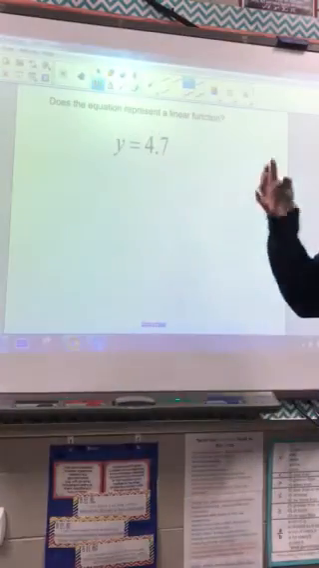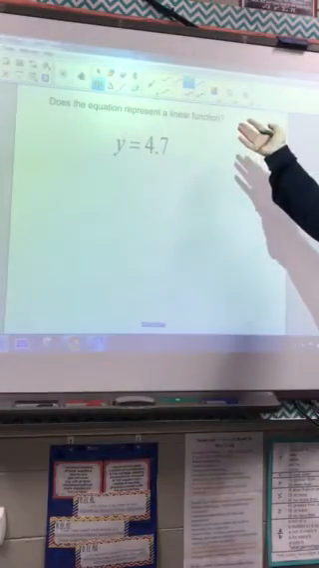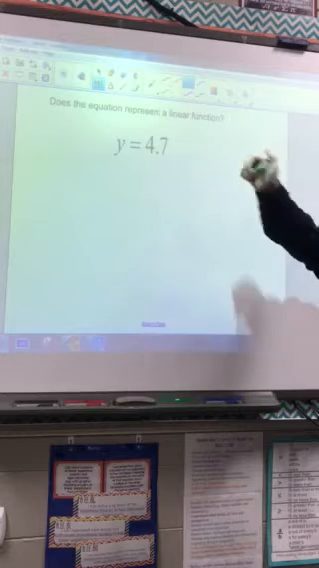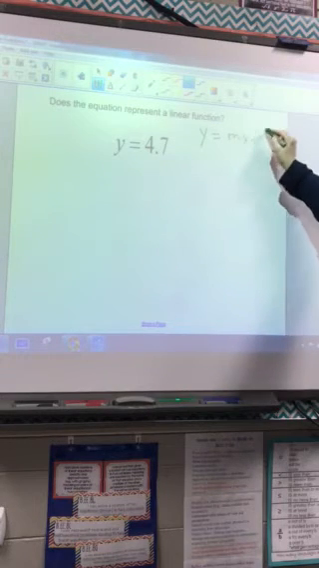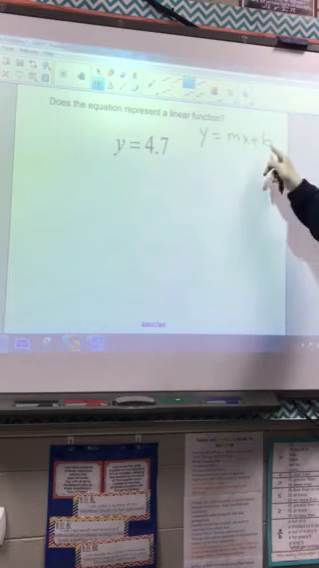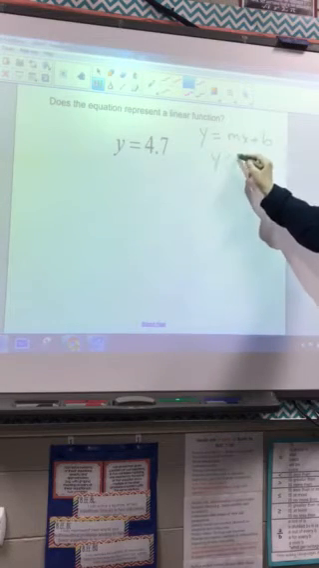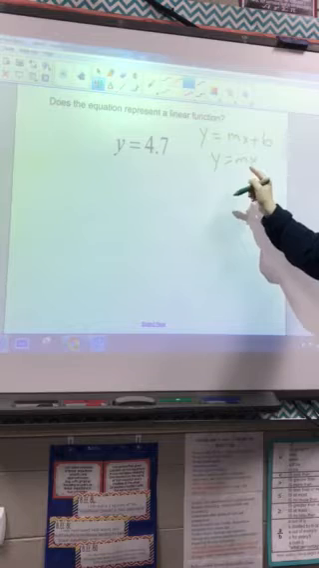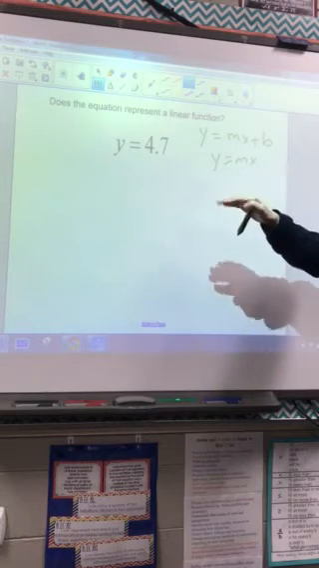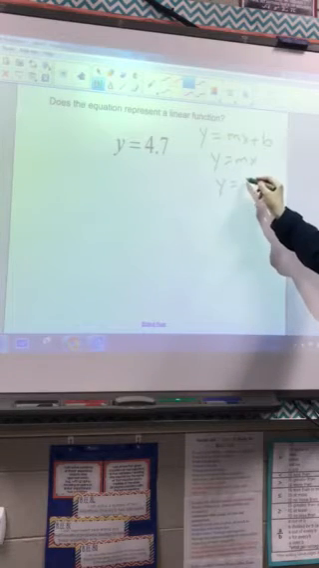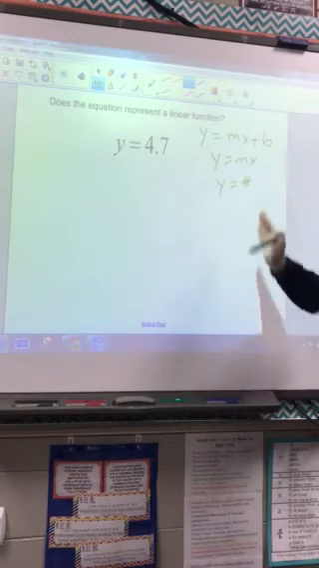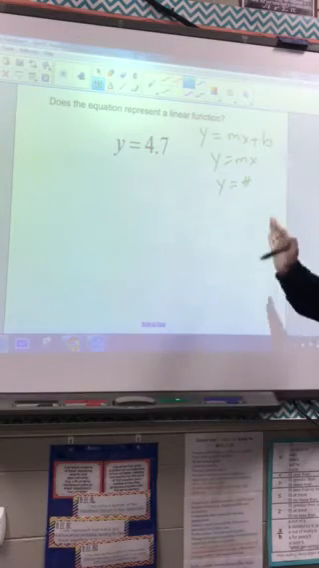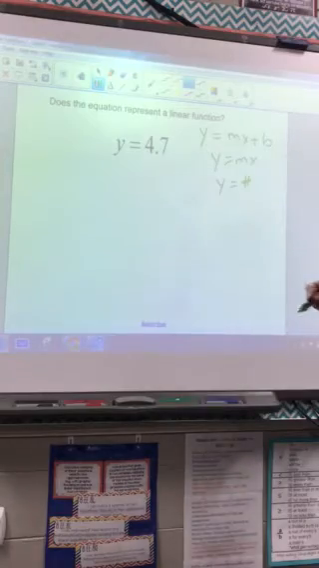Okay, a little bit ago, we said a linear function has to have a linear equation. What's a linear equation look like? y equals mx plus b. We know we can have b be 0, y equals mx. We can have a horizontal line, which would be y equals a number. We cannot have a vertical line. A vertical line is not a function, so it cannot be x equals a number.